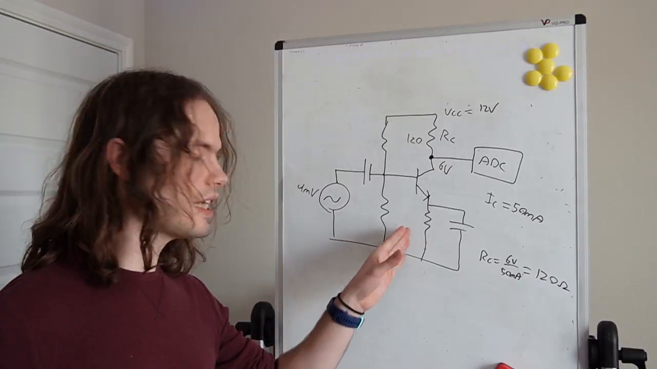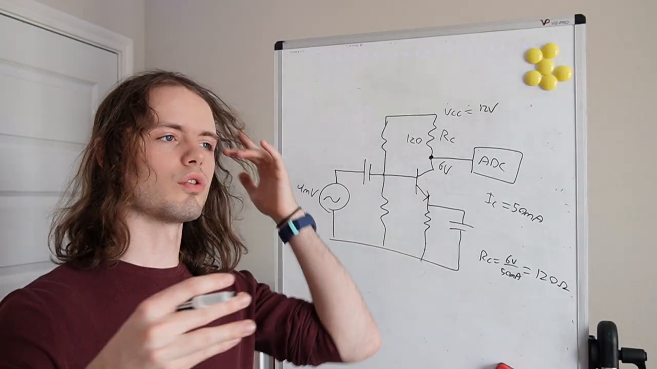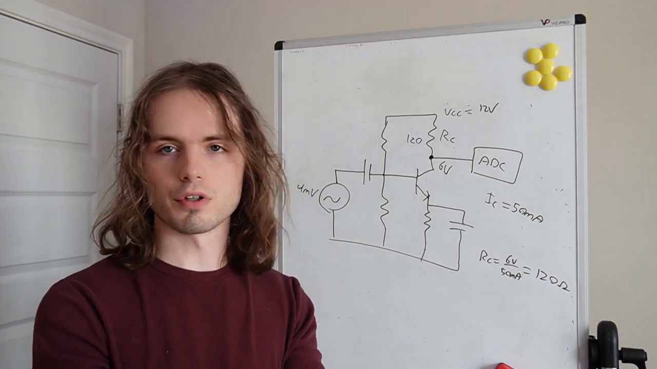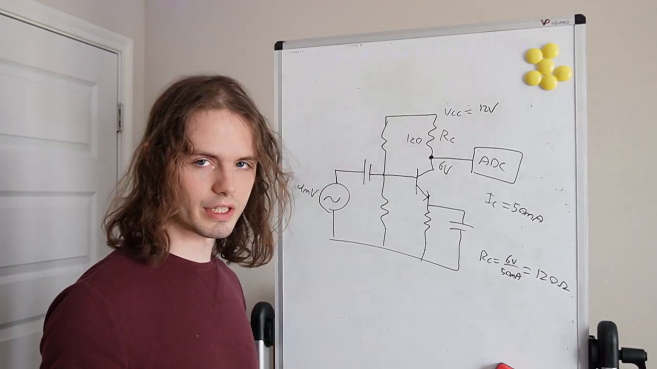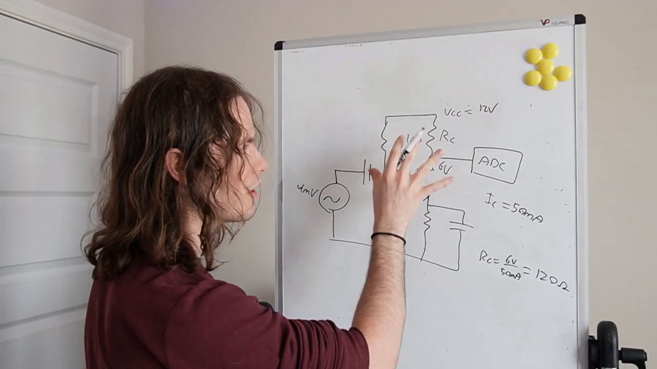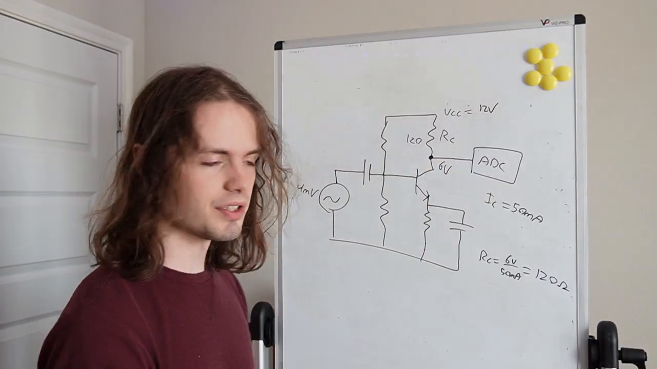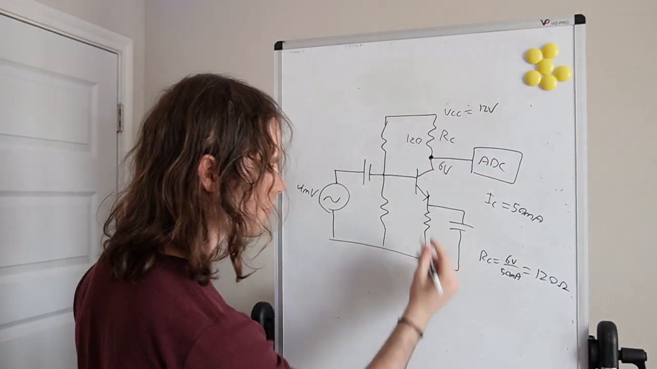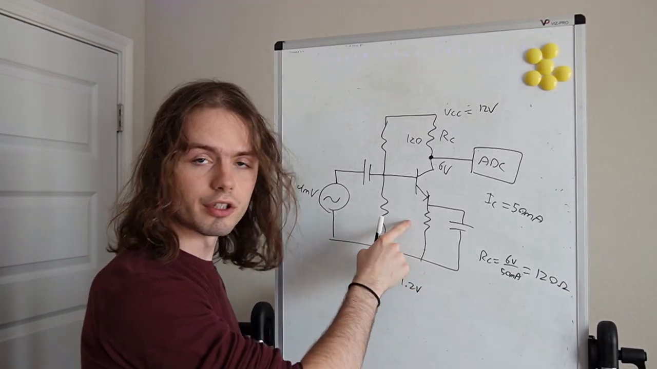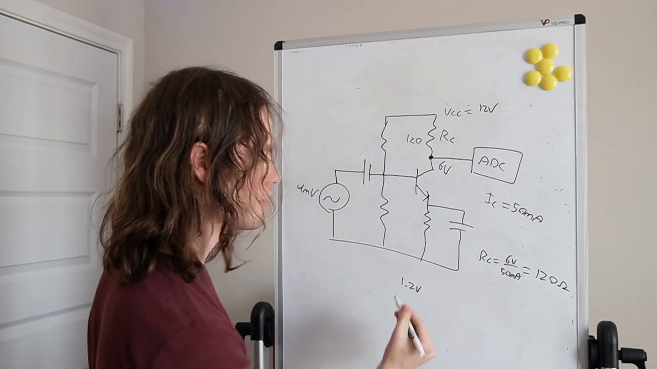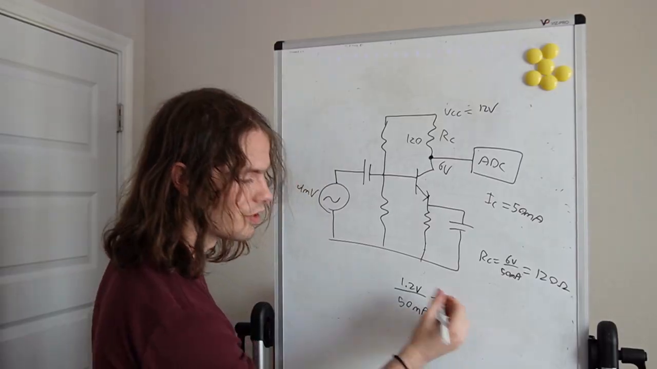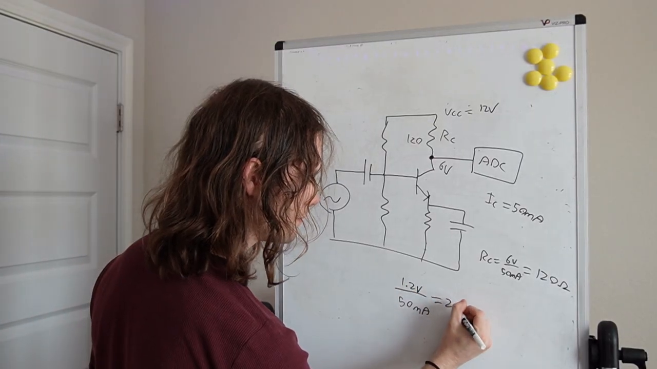Okay, so next up is the emitter resistor. So how do you pick this value? This is one of those rules of thumb I was referring to earlier. So you don't need a strict value here, but the way you pick it is you say, I'm going to take around 10% of VCC to drop across this resistor. So in that case, it would be 1.2 volts. We know that emitter current is approximately equal to collector current. So we say 1.2 divided by 50 milliamps. And this one is 24 ohms.